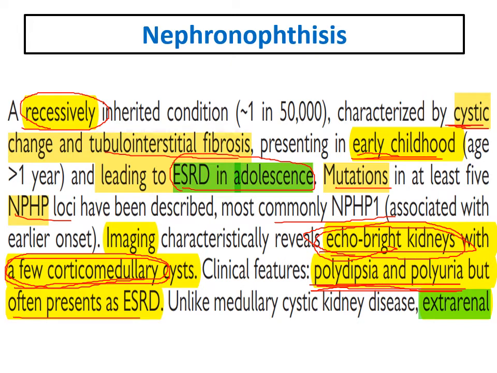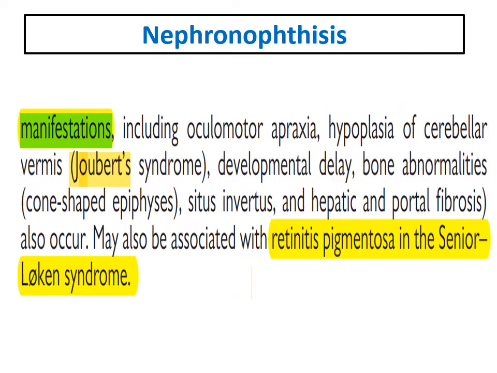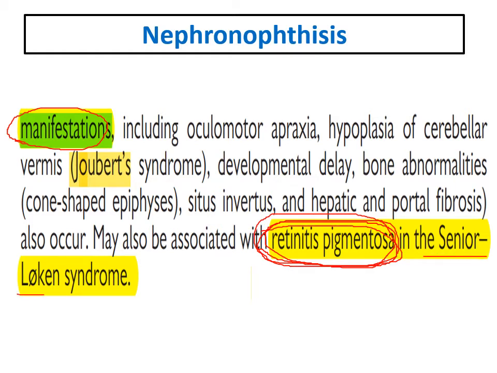leading to end-stage renal disease. Usually they are associated with extrarenal manifestations, and the most important one is Senior-Loken syndrome, when it is associated with retinitis pigmentosa, usually leading to blindness in these children. Sometimes it can be associated with hypoplasia of the cerebellum, causing what is called Joubert syndrome, and sometimes it is associated with bone abnormalities.